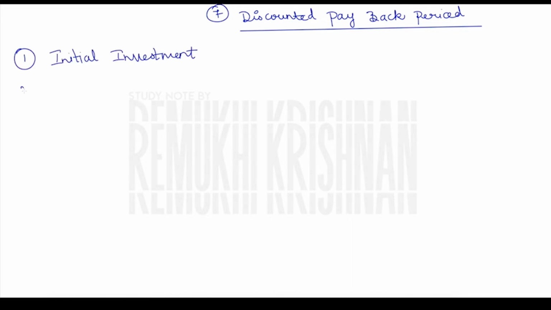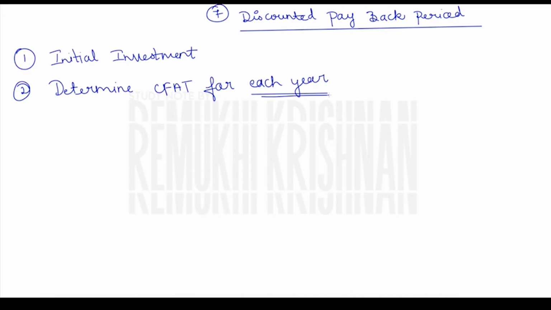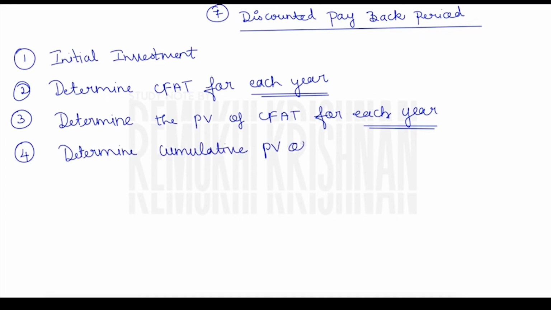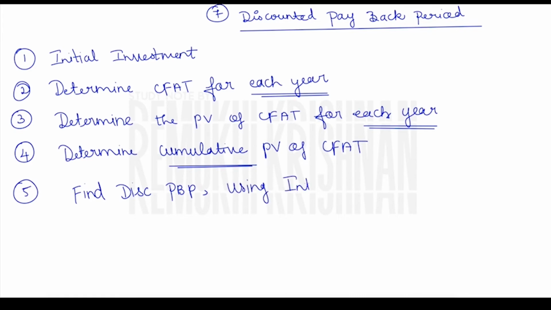The first step is to determine the total cash outflow of the project. Mostly it will be your initial investment. The second step is to determine the cash flow after tax for each year if you're not provided with cash flow after tax. And the third step is to determine the present value of cash flow after tax for each year. And the fourth step is to determine your cumulative present value of cash flow after tax. So finally, you will be arriving at your discounted payback period with the help of the interpolation formula. Simple, right? Same as that of the payback period.